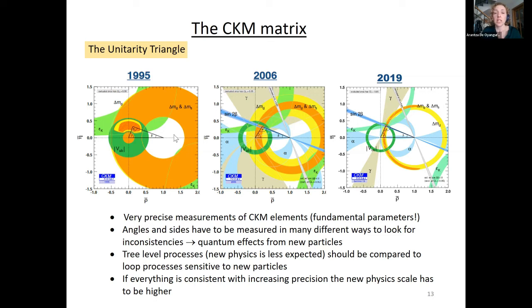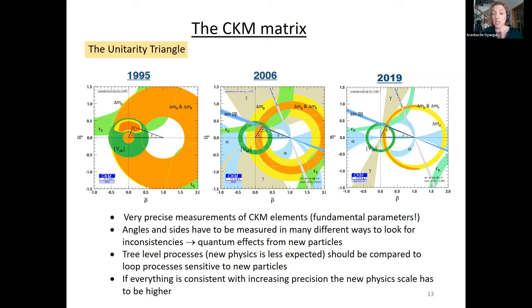You can see that this was in 2006, and after the B factories, how well we are able to measure many of the observables. You can also see how well it is fitting in the vertex. So at present we have very precise measurements of the CKM matrix elements, which are fundamental parameters, as I said, and we have to measure them. The angles and the sides have to be measured, and they have been measured in many different ways, looking for inconsistencies, which would mean that we have quantum effects from new particles.